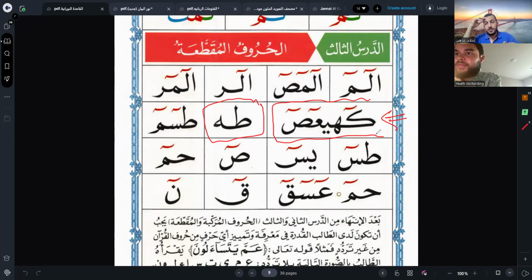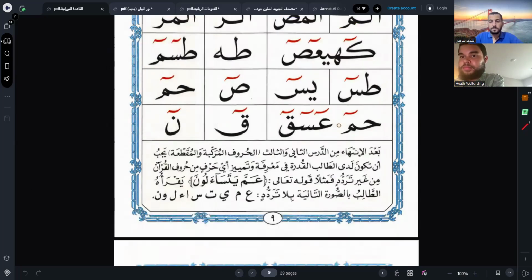كاف ها يا عين صاد. Okay. There are other rules that may be applied between each single letter and the one that comes after, but these are small rules. Inshallah, when it comes to tajweed, we're going to explain every single thing about it. So this is just for now. This is what we call the chopped letters.